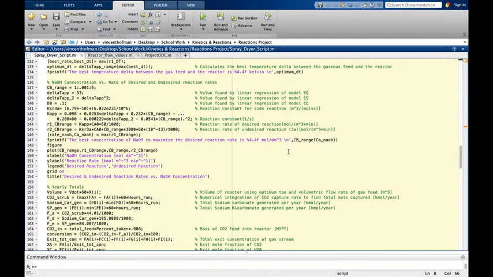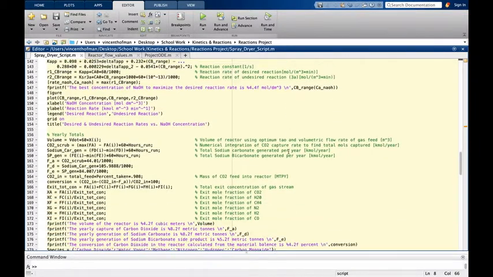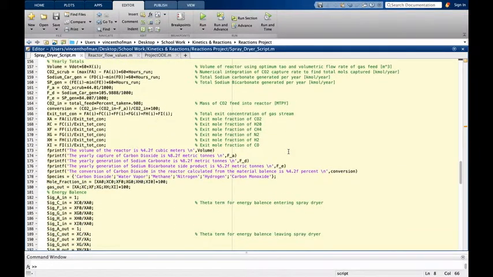The optimum concentration of aqueous sodium hydroxide was found by calculating the desired rate of reaction using a range of concentrations and plotted to find the maximum. This section of the code calculates the total amount of CO2 captured, desired and undesired products formed, the conversion of CO2 in the spray dryer, and the exit mole fractions of the purified stream.